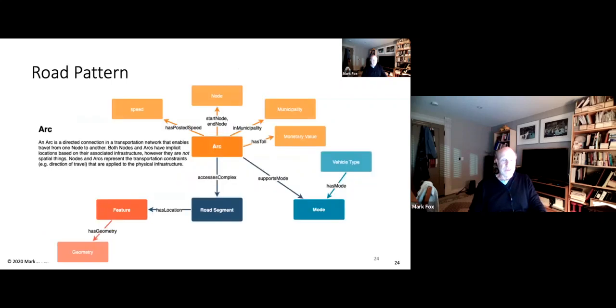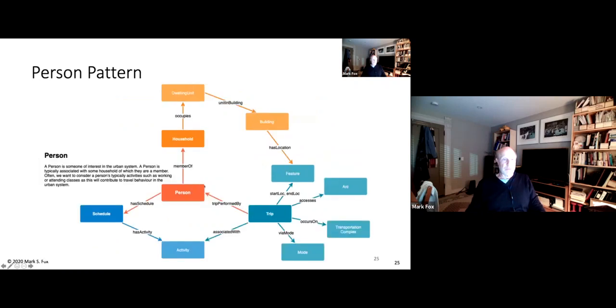An example of just the knowledge graph pattern, not the ontology definitions, is a road pattern where there is an arc which represents a connection between two points within a transportation network. It has start and end nodes, has a posted speed, it's in a municipality, it has a toll, maybe, maybe not. It supports one or more modes of transportation, whether it be buses or private cars, et cetera. That arc is associated with a road segment, which has a location, et cetera.